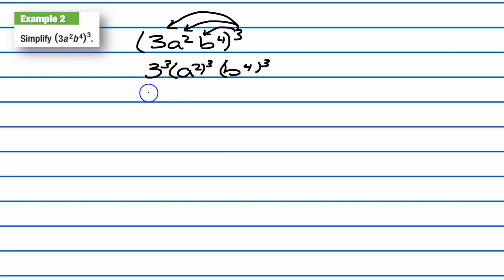So 3 cubed is 27. Then we have the power of powers here. So a, 2 times 3, and b, 4 times 3. So 27, a to the 6th, and b to the 12th. And there's nothing else we can do here, so we're done.